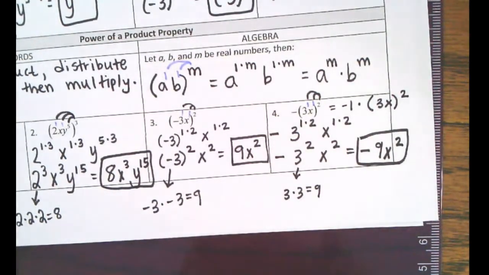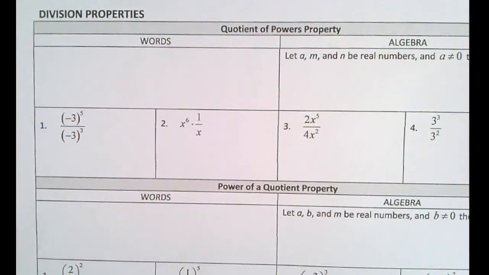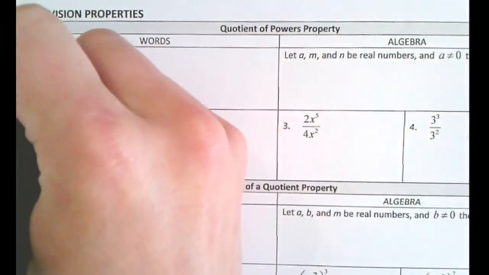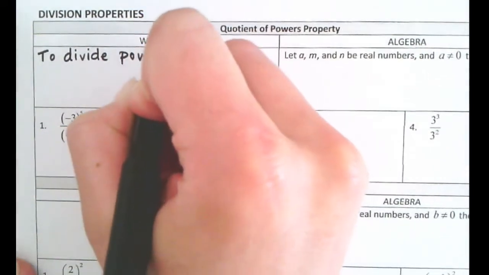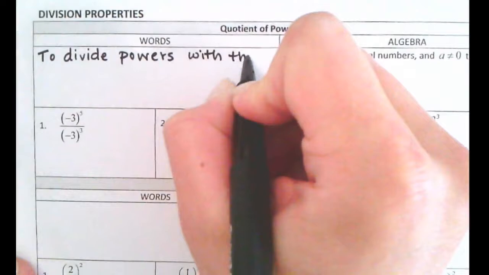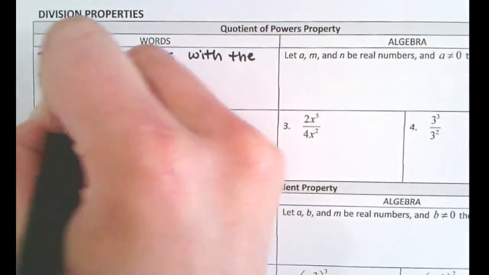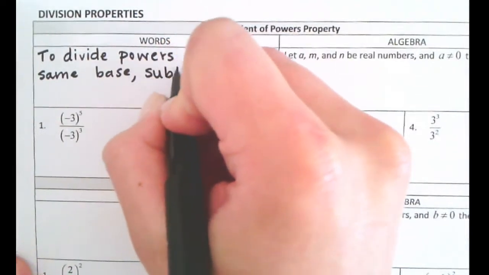All right, so let's flip it to the back side. We're moving on to our division properties. Our first division property is the quotient of powers property. To divide powers with the same base, we are going to subtract the exponents.